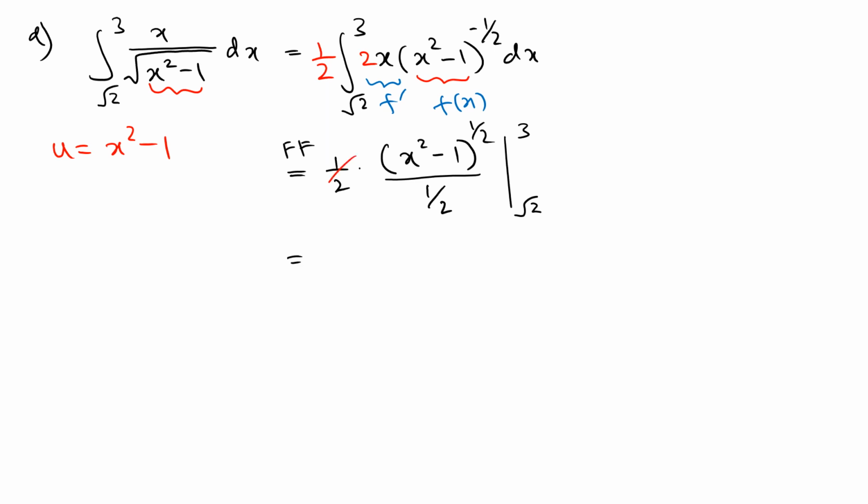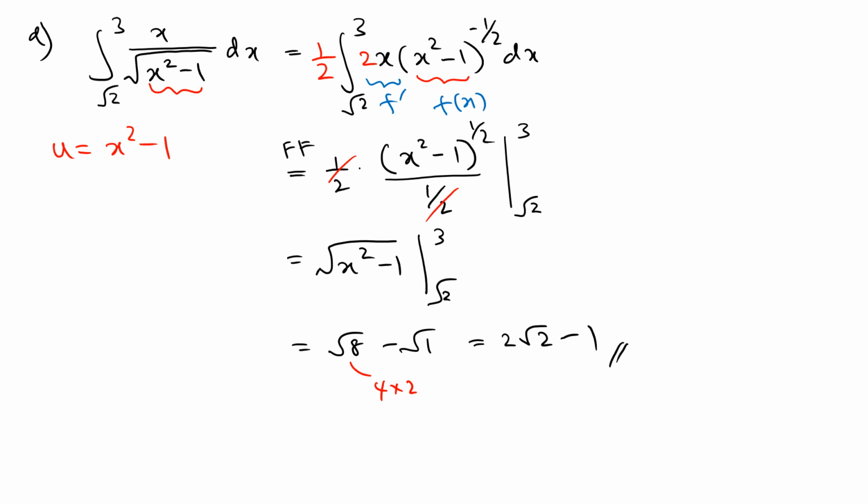And then you can see that this gets cancelled, so you're going to get the square root of x squared minus 1 evaluated at the two numbers 3 and square root 2. So let's plug in. If you plug in 3, it's going to be square root of 8, minus if you plug in square root 2, it's going to be square root of 1. So that's what you get. Square root of 8, because you can write 8 as 4 times 2, is 2 square root 2, minus 1. So that's the final answer, just using the formula trick.